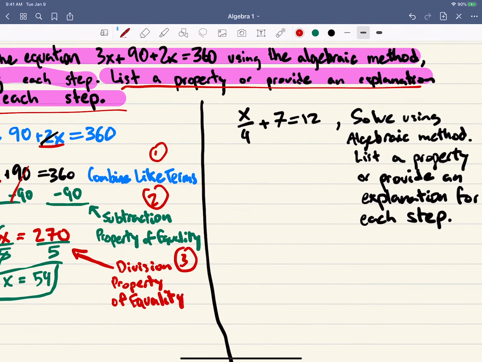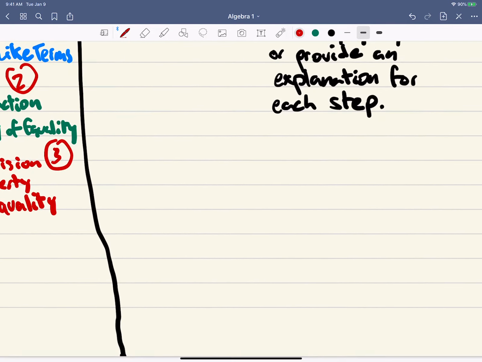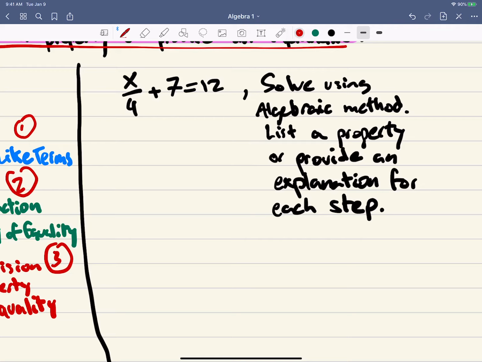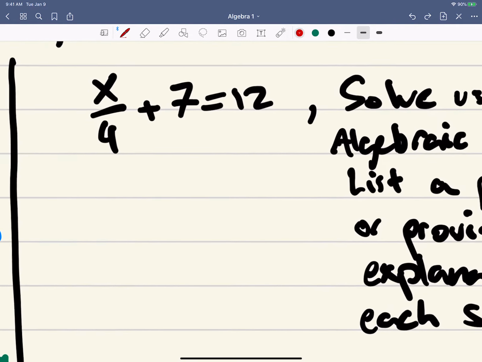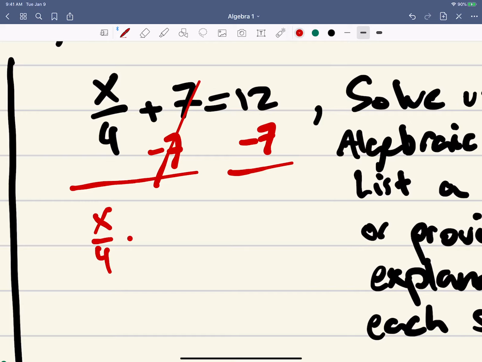Right now, we're gonna do another example just to get some more practice. This is basically asking us to do the same thing. Our goal is to get x by itself. So the first thing we gotta do is get rid of this plus 7. How do we get rid of plus 7? We're actually gonna do minus 7 to both sides. That's going to go away. There's going to be x over 4 is equal to 5. That means right here we did the subtraction property of equality.